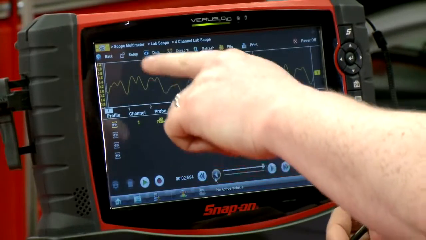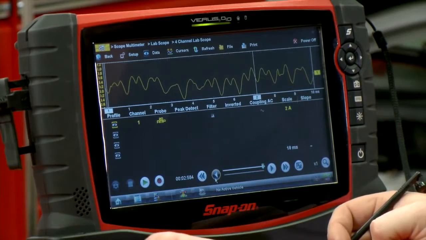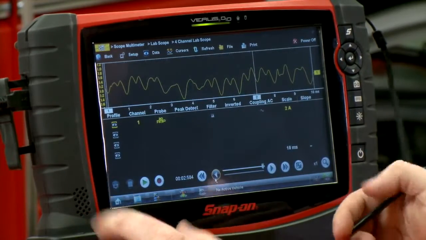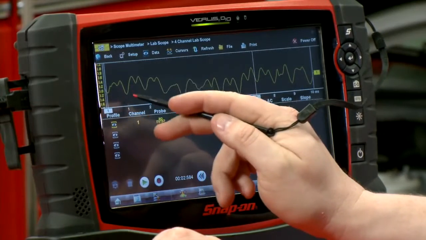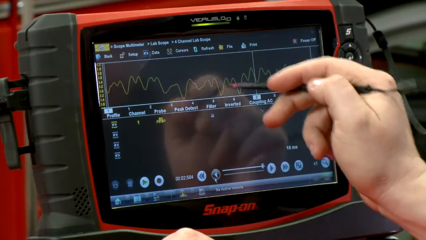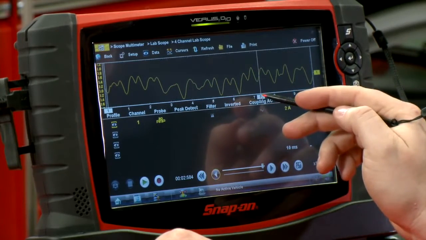So if we can count out 8 bumps here, each of those bumps is supposed to denote one of the commutators in the motor. If we count out 8 of those bumps, that's going to be 1 revolution of this motor. So let's see, that looks like 1, 2, 3, 4, 5, 6, 7, 8. I guess that looks pretty good.